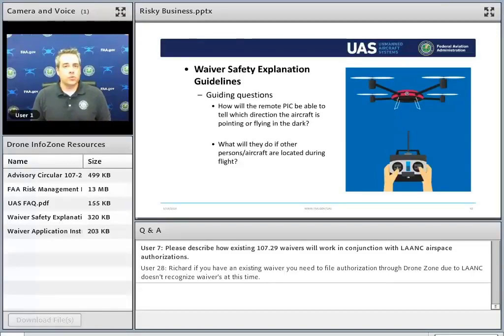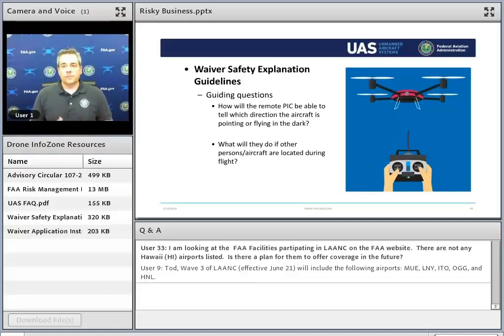What risk does that pose to you? Another question: what are you going to do if other people or aircraft are located during your flight? Well, we get this a lot where somebody says, well, if I'm flying and another aircraft comes in, I'm going to land. Or if I see another aircraft or a helicopter, I'm going to land. That's great. But what if you can't?